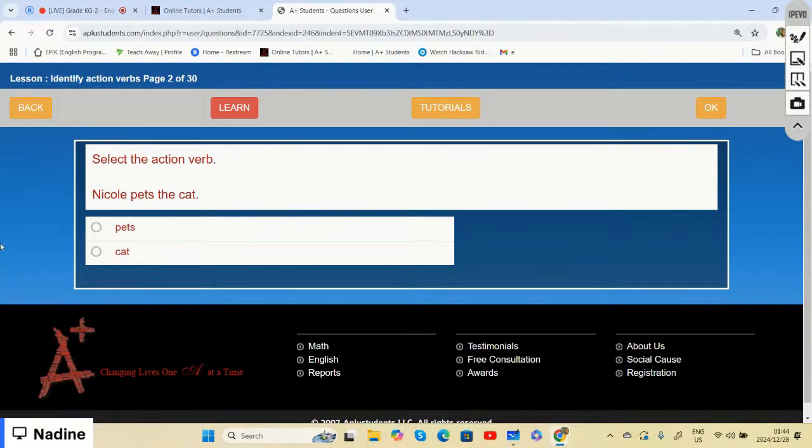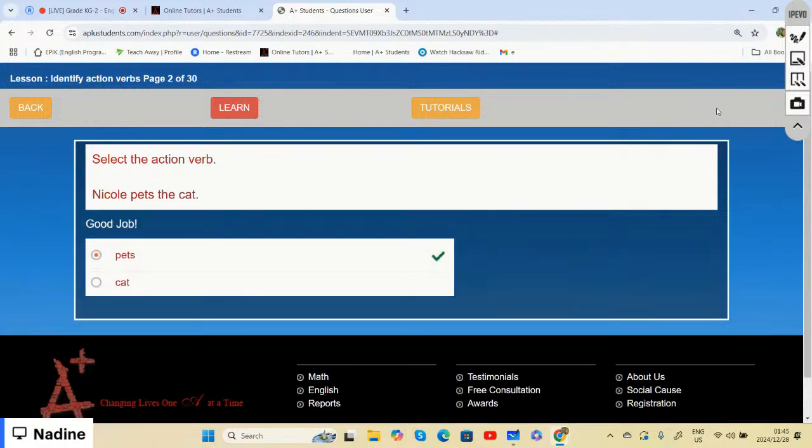So if we want to say the action that tells us what Nicole did, then Nicole pets the cat. Remember, if you're petting the cat or petting a dog, then it means that you're rubbing the fur, rubbing the belly, holding the animal. You pet the cat, right? Because the cat is the noun.